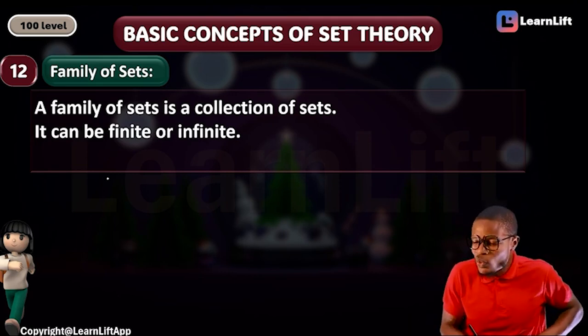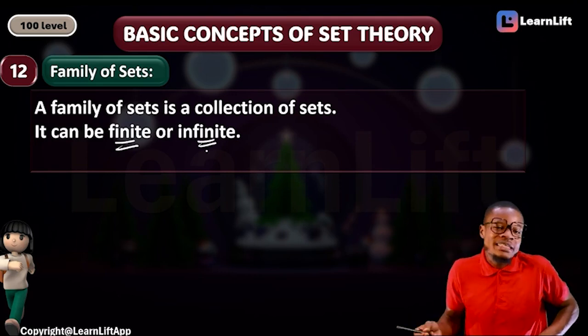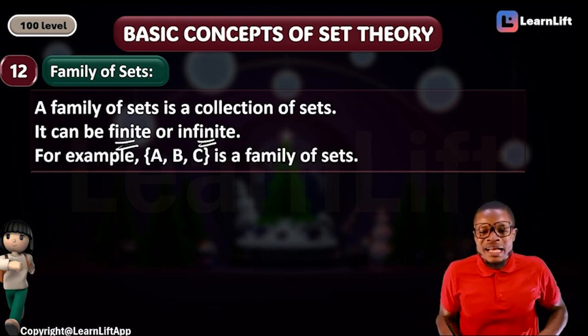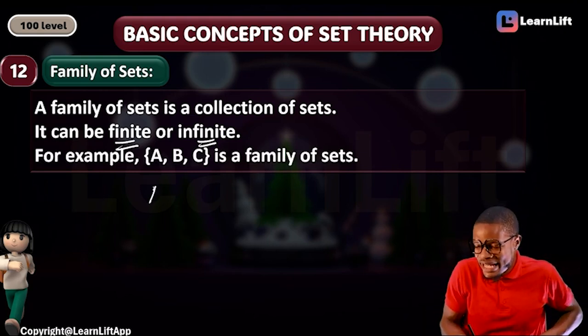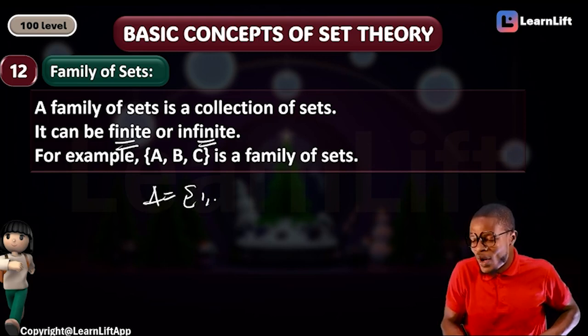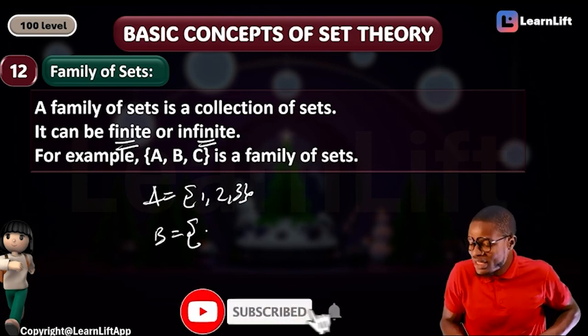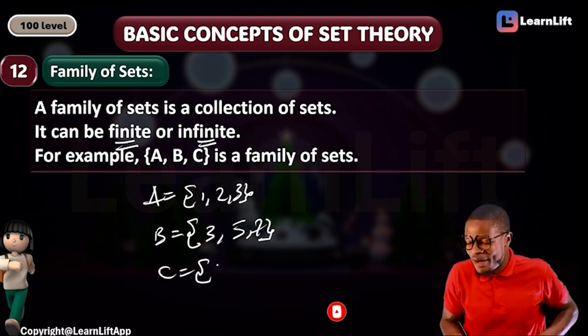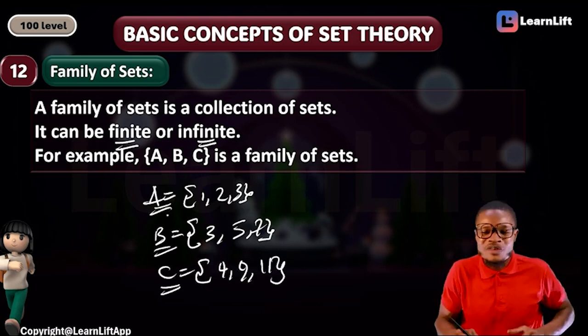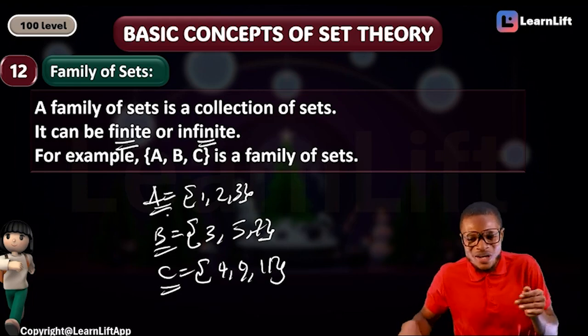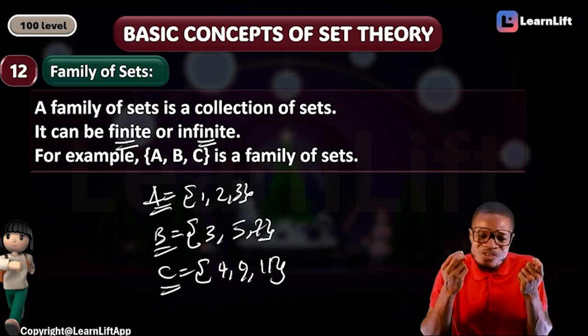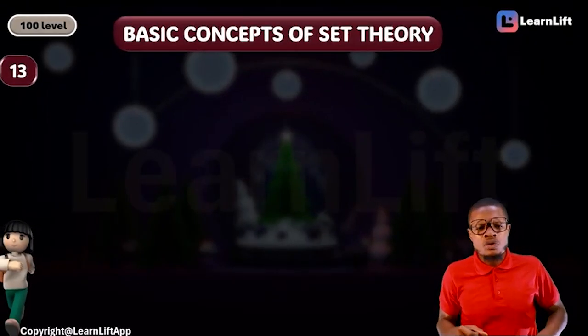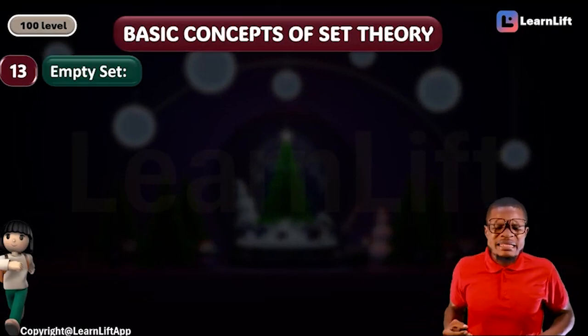Let's go, guys. Your family of sets could either be finite or it could be what? Infinite. It depends. Take note. For example, set A can be 1, 2, 3. Your set B can be 3, 5, 7. Your set C can be 4, 9, 11. But all of these, what are they? They are a family of sets. Are you getting me now? The collection of sets is called a family of sets.